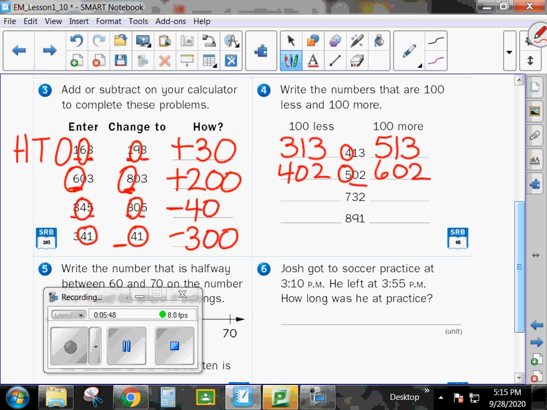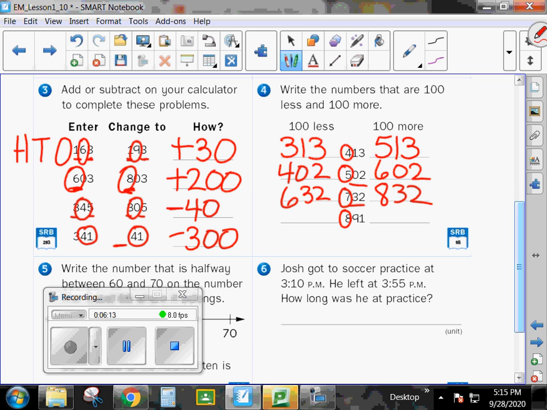All right, looking at 732, what digit's in the hundreds place? The 7. If I have 100 less, now I have 632. The rest of it stays the same. If I have 100 more, now I have 832. All right, last one, 891.